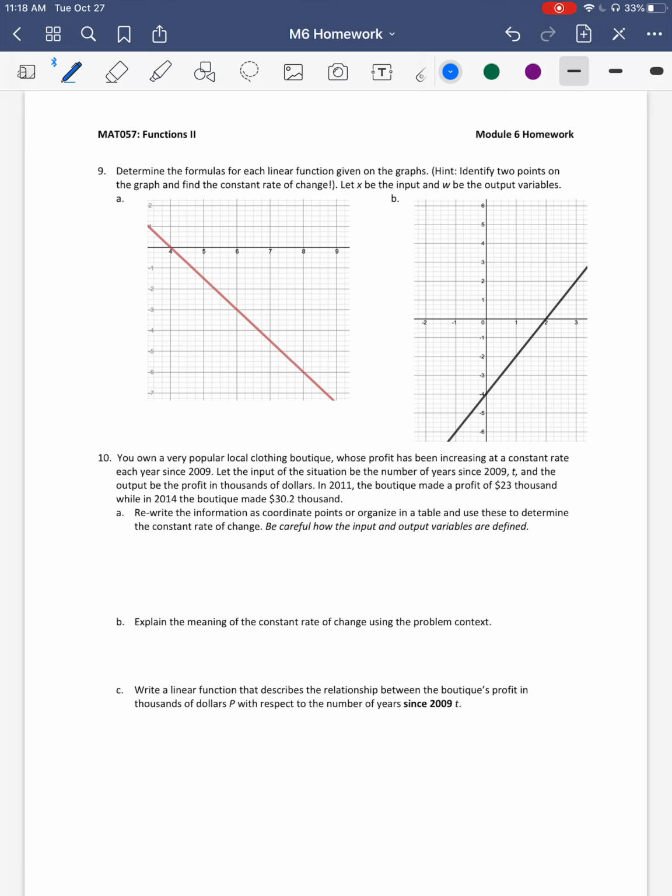All right, so for question number 9, it says determine the formulas for each linear function given on the graphs. Hint, identify 2 points and find the croc. We're going to let x be input and w be output. I'm always going to pick 2 points that I can easily see. So let's go with this one, and I'm going to go with this one here. I'm going to make a table, so x and w. So this is 4 and 0, this is 6, and this is -3, by the way. So this is a change in input of 2, change in output of -3. So my croc, change in output over change in input, I'm going to get -1.5.